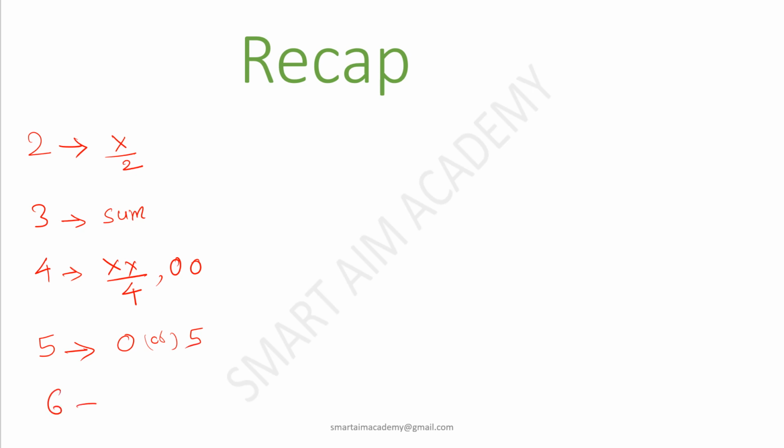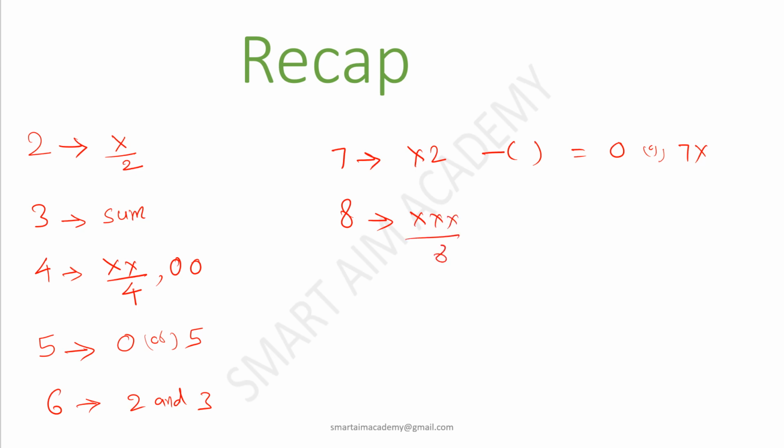Next, what is the 6 divisibility rule? It should follow the 2 and 3 divisibility rules. Next, 7. What is the 7 divisibility rule? Multiply the unit digit by 2 and subtract from the remaining number. The result should be 0 or a multiple of 7. Next, the 8 divisibility rule: the last 3 digits should be divisible by 8, or be 3 zeros.